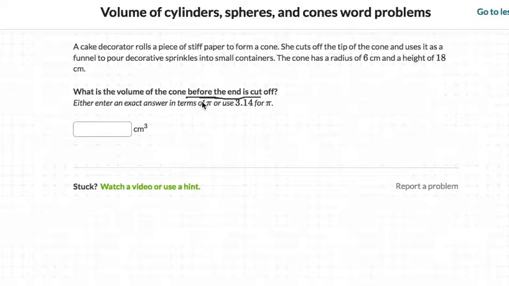Remember, when you cut off the end, that will be a different type of problem. Maybe a problem that you might get here is after the end is cut off, and that would be a subtraction problem. But here, you're actually in luck because all you need to do is calculate the volume of the cone.